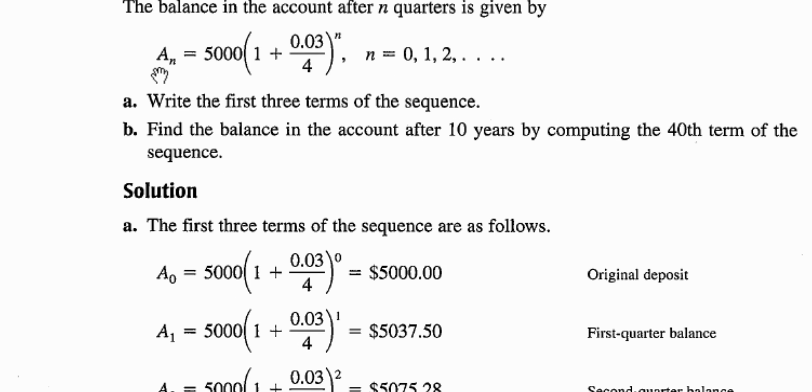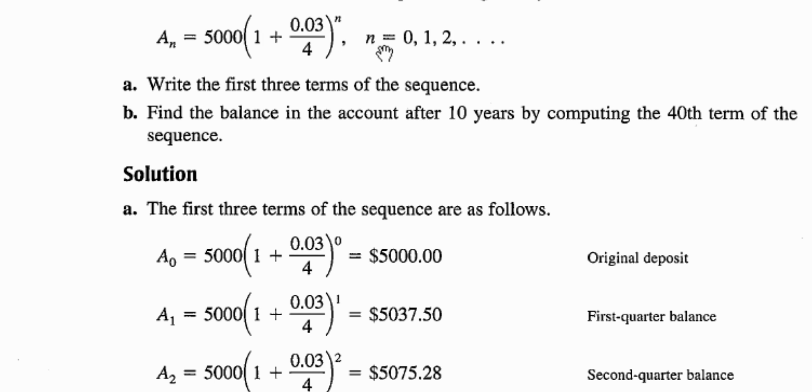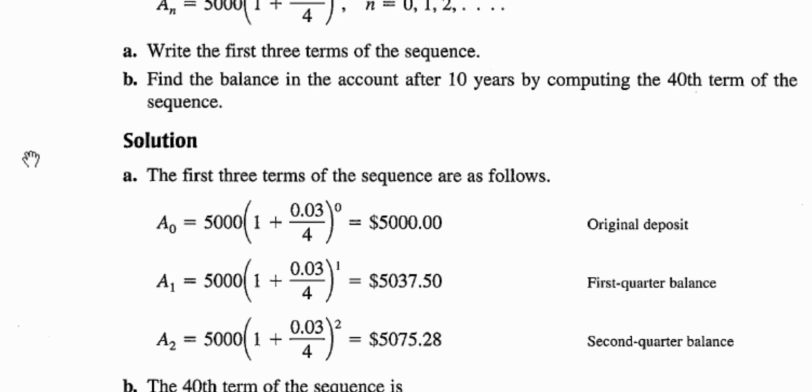So A sub n is the balance after n quarters: 5,000 is the deposit times 1 plus the rate divided by the compounding, which is 4 since it's compounded quarterly, all to the nth power, where n equals 0, 1, 2, and so on and so forth. Write the first 3 terms of the sequence. Then find the balance in the account after 10 years by computing the 40th term of the sequence.